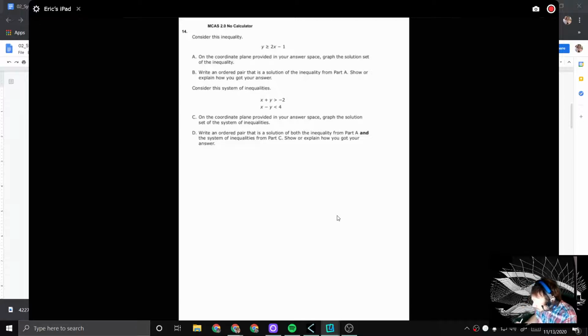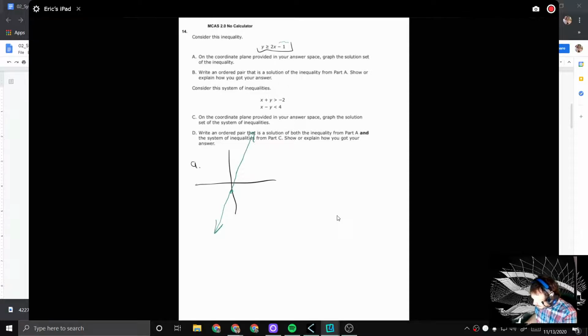Consider this inequality, y greater than or equal to 2x minus 1, on the coordinate plane provided in your answer space. Graph the solution set. We've been graphing lots of inequalities, so let's just do that. Negative 1, right there, that's the y-intercept. 2x, slope of 2x, okay.